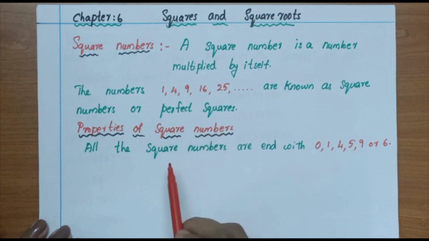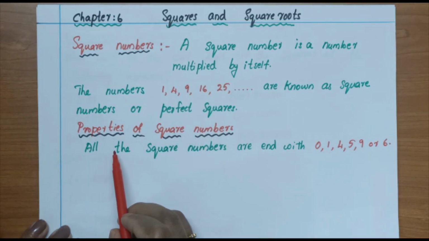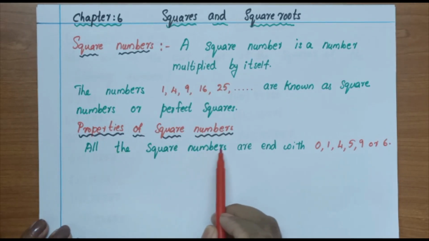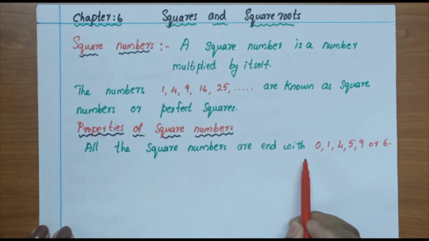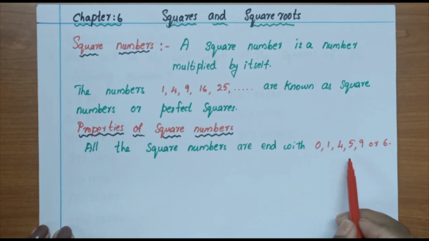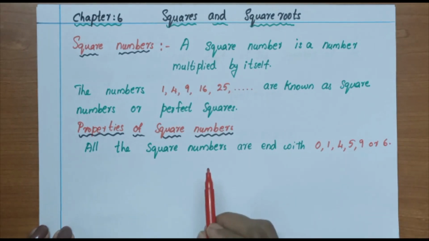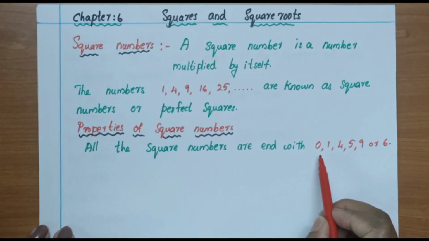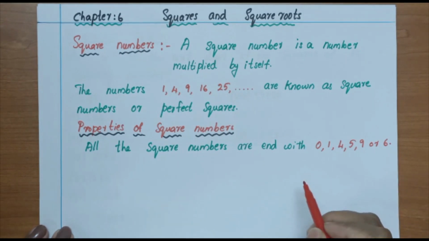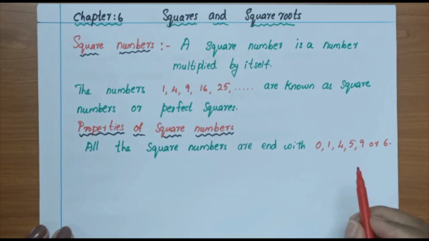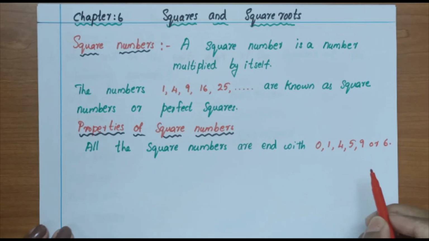Then what are the properties of square numbers? All the square numbers end with 0, 1, 4, 5, 9 or 6. Always, all the square numbers or perfect squares end with either 0, 1, 4, 5, 9 or 6. That means they will never end with 2, 3, 7 or 8.